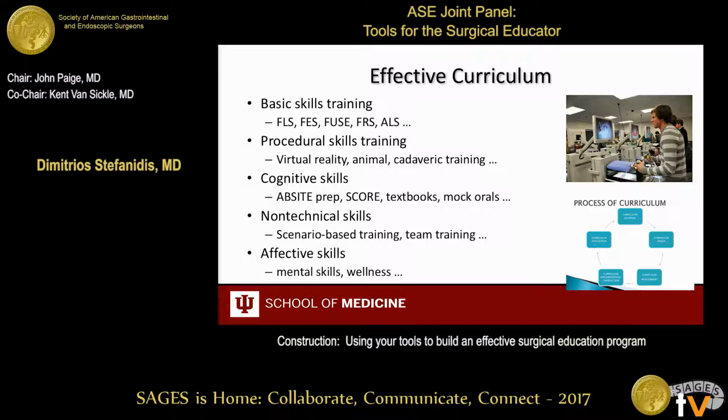We also have a number of options for non-technical skills, narrow-based training, team training. But I would also argue that a little bit forgotten area, which is receiving a lot more attention recently, is affective skills, right? So wellness, mental skills, how to optimize your performance, an area that I have a lot of interest in. So all these things exist, and there's more and more coming out. You don't necessarily have to invent everything. There's a lot of that available that you can learn from and implement and adapt.